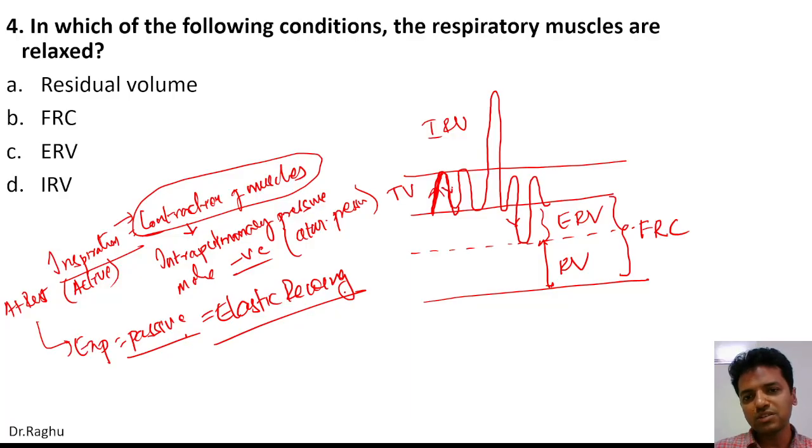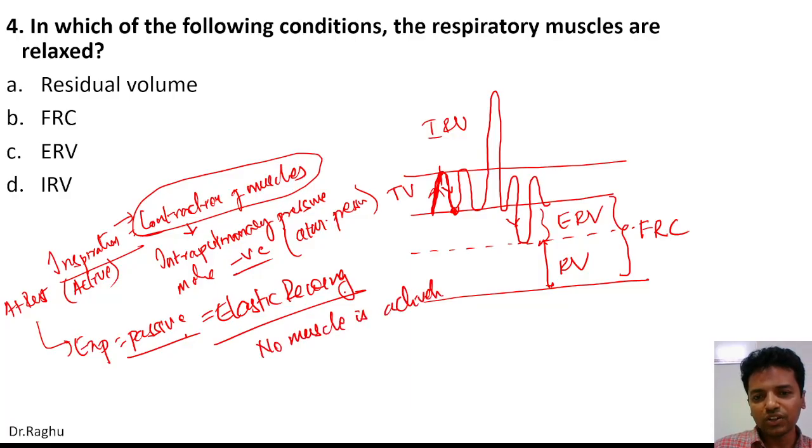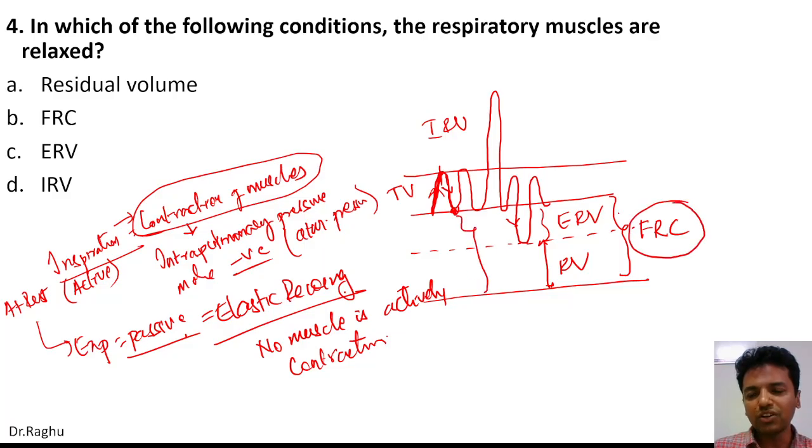Now the process of expiration begins. When the process of expiration begins, no muscle is contracting, and whichever muscle has contracted till here is relaxing. So by the end of expiration, the tidal expiration, no muscle is actively contracting. And what is the volume of air at the end of normal expiration? The volume of air is equal to the functional residual capacity. So this is what is called our relaxation volume.